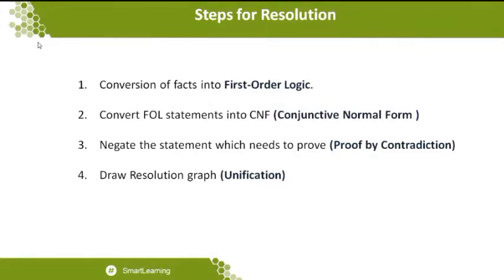The third step is to negate the statement which needs to be proved, like the statement we saw in the previous presentation, likes of John, comma ice cream, which should be taken as not of likes of John, comma ice cream. We negate the proof as a proof by contradiction, or refutation technique. The last step is to draw the resolution graph by using unification. I already explained unification, which represents substitution, that is, the method by which substitutions are identified and done. So these are the four steps for resolution.